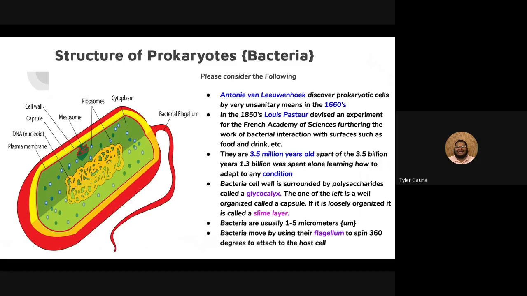The bacteria cell wall is surrounded by polysaccharides called the glycocalyx. The one on the left is well organized, and it is called a capsule. If it is loosely organized, it is called a slime layer. We already know that they're 1 through 5 micrometers, and we know that they move using their flagellum, which spins 360 degrees to attach to a host cell. It spins in a perfect circle to attach to the host cell.